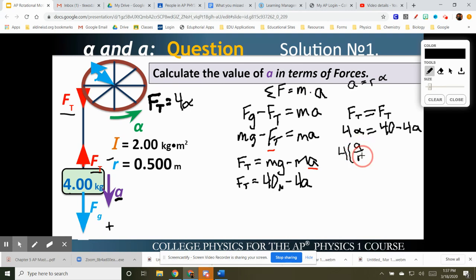So A over R. That's supposed to be an A. Now, if y'all do some fancy algebra, you should be able to solve for A. Because R is a given.